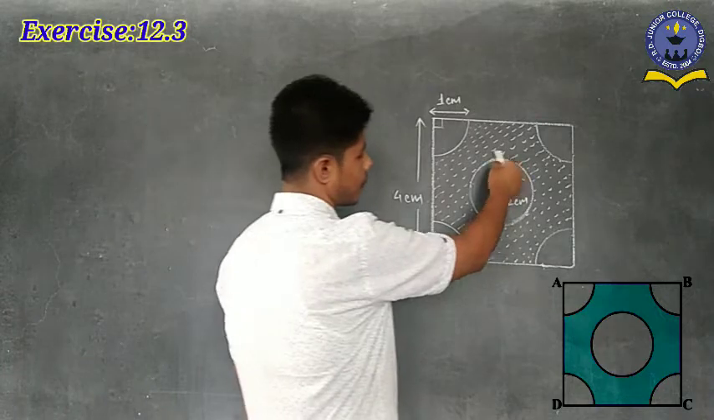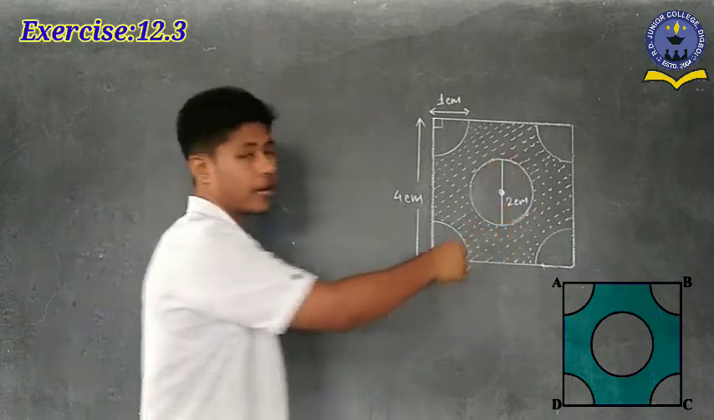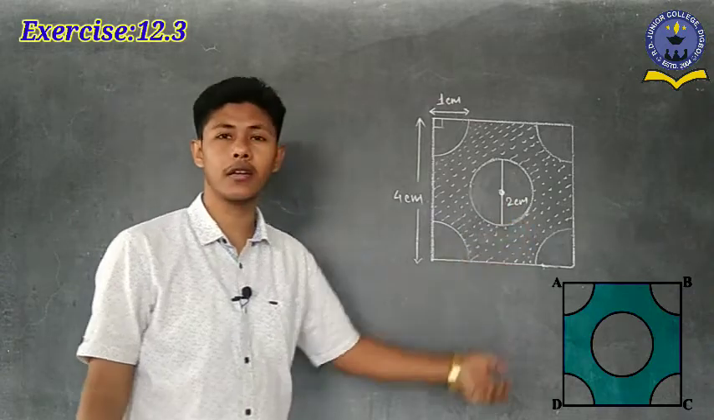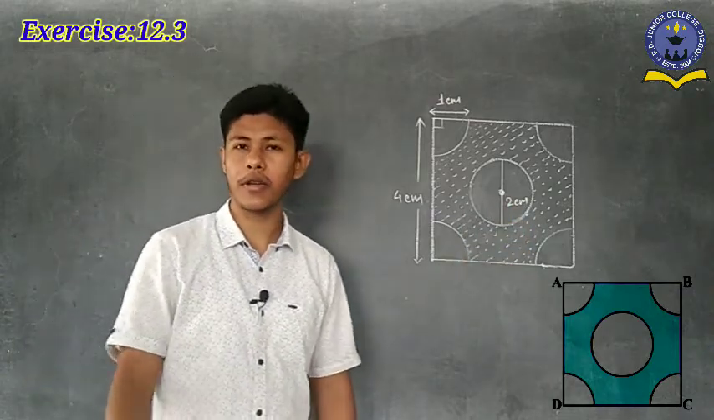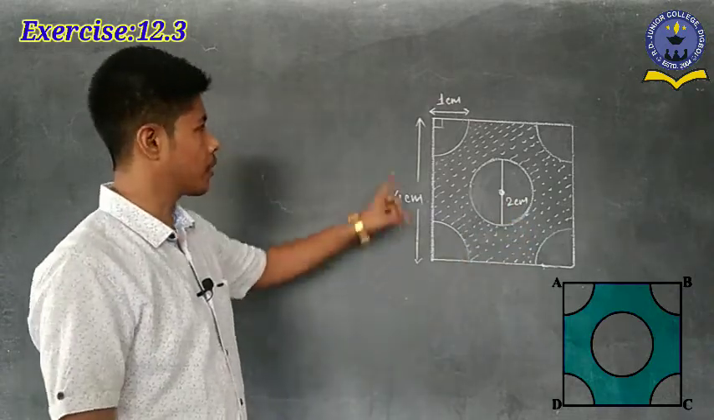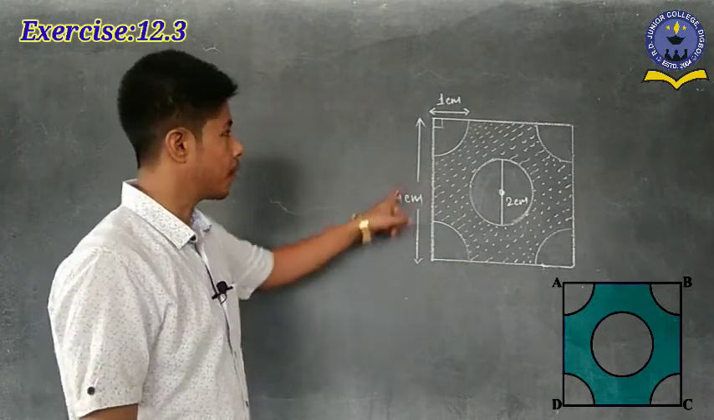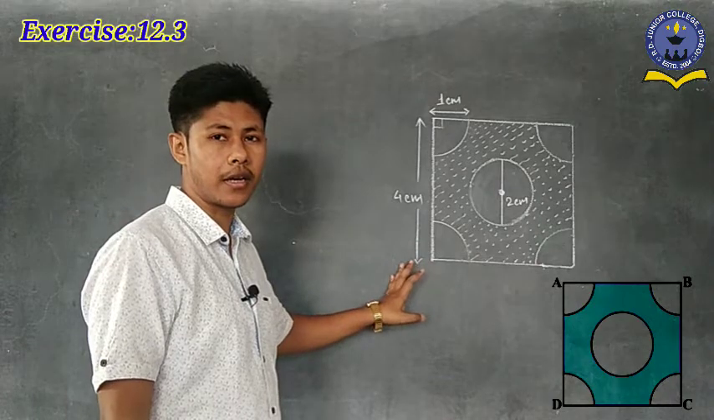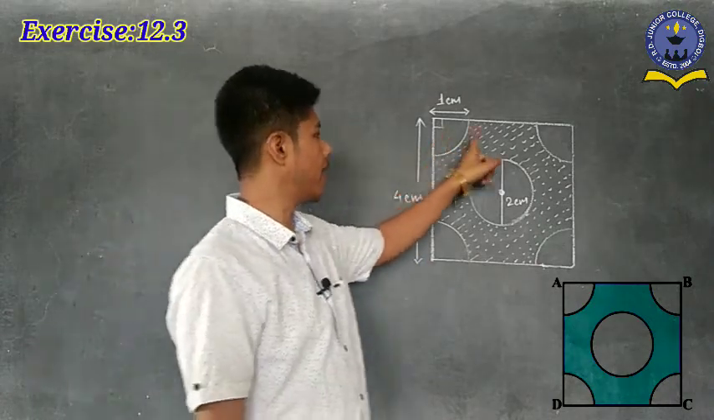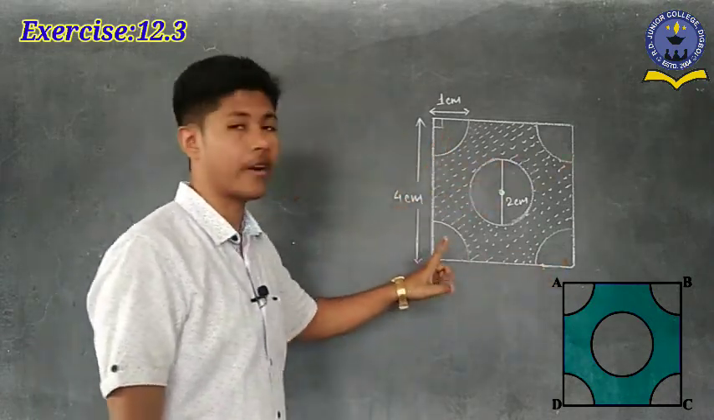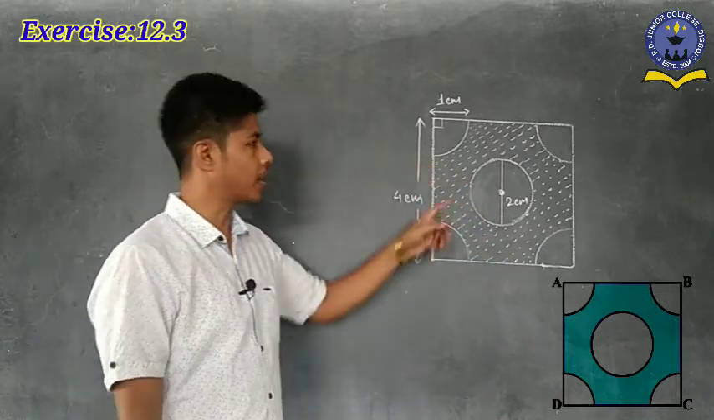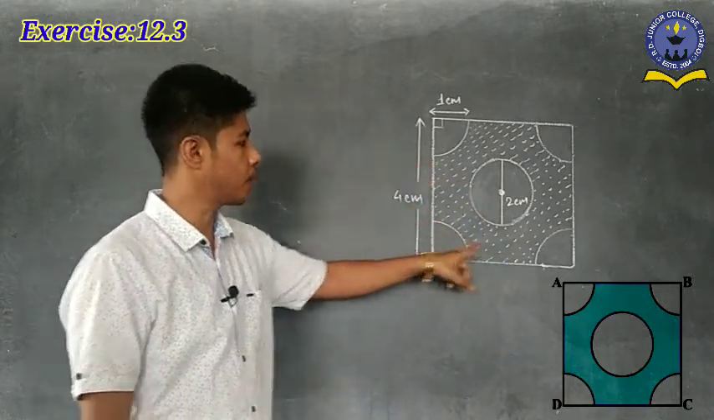And next, the circle is given, the diameter is 2 centimeters, so to find the area of this circle, the radius is how much? 1 centimeter. Very simple. So now first of all we have to find the area of this whole square. Is it clear? And then we have to find the area of this quadrant. How many quadrants are there? 4 quadrants. So if we find the area of one quadrant and multiply it by 4, we get the area of these 4 quadrants.